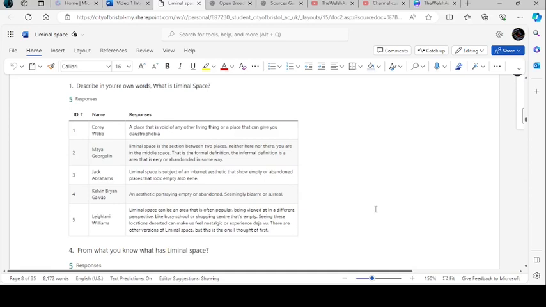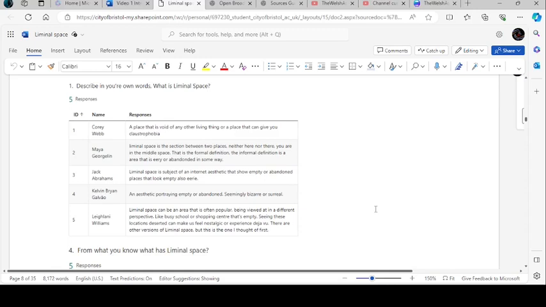Person number 2 said liminal space is the section between two places, neither here nor there. You're in the middle space. That is the formal definition. The informal definition is an area that is eerie or abandoned in some way. Person number 3: liminal space is the subject of an internet aesthetic that shows empty or abandoned places that look empty, also eerie. Person 4: an aesthetic portraying empty or abandoned, seemingly bizarre or surreal.